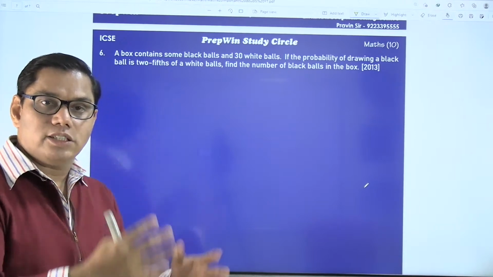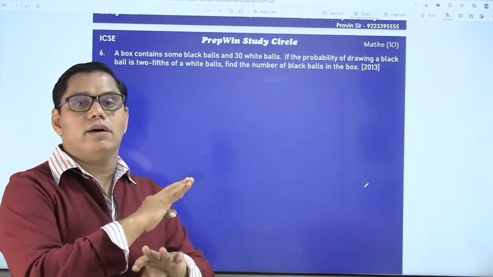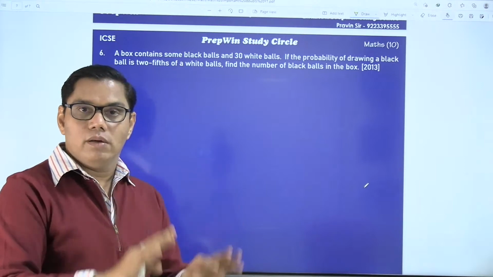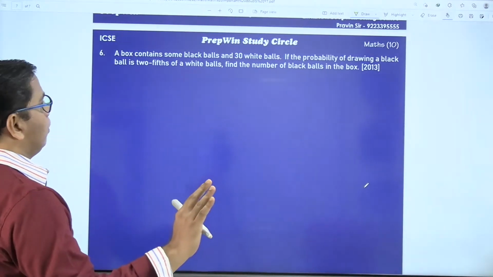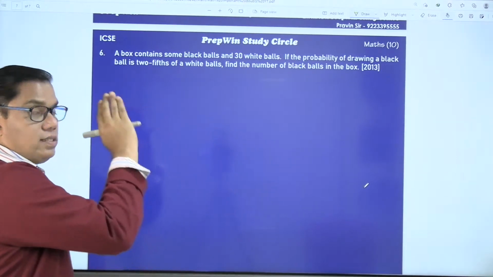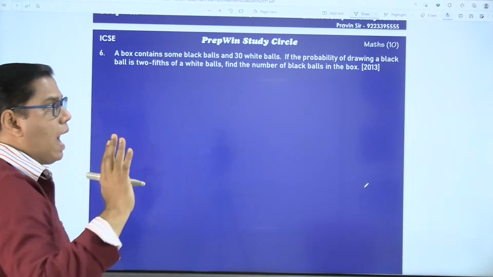Okay, and these methods which I am telling you are all approved, used, or suggested by the council, that is CISCE. Okay, coming here. A box contains some black balls.